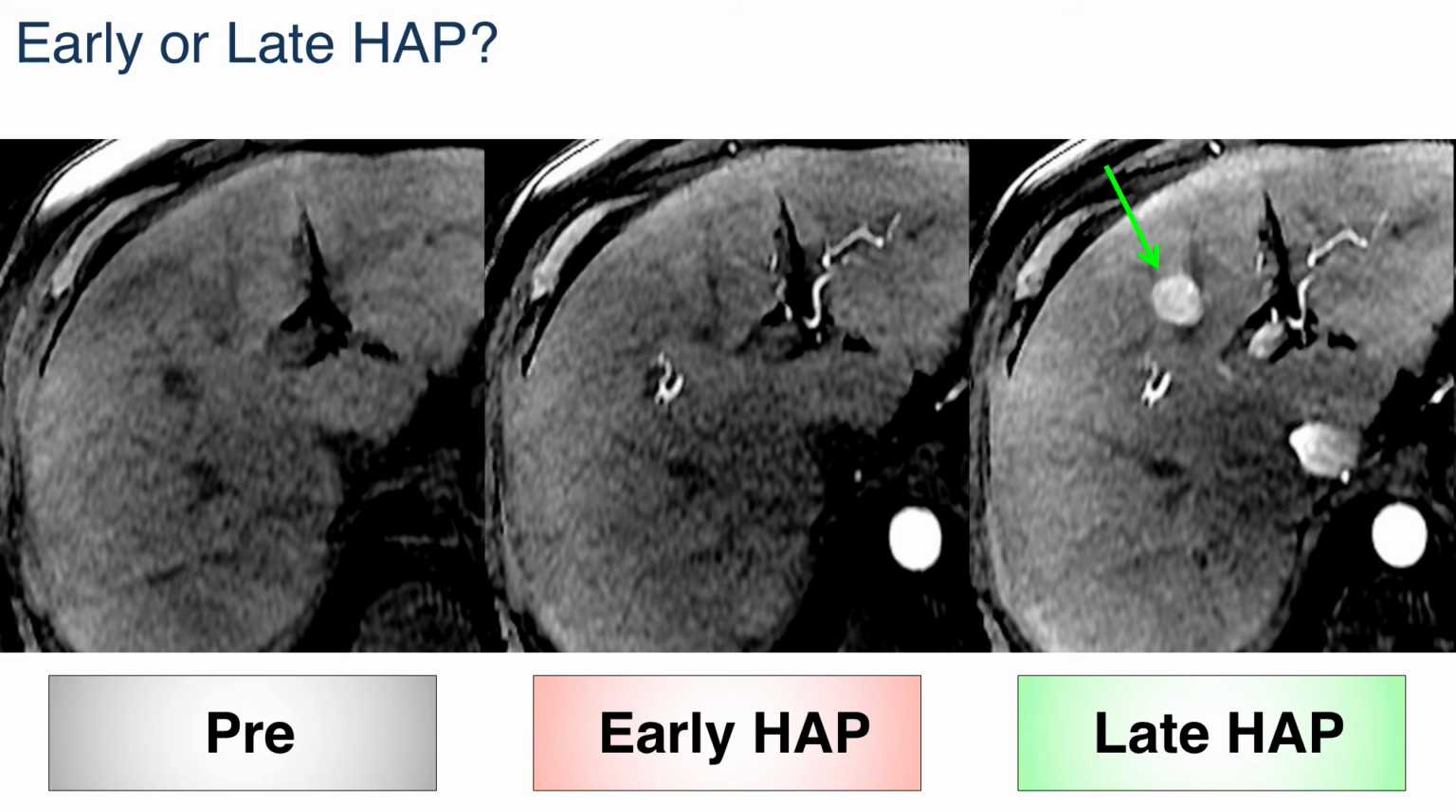And notice that now we see the portal vein. So if you don't see the portal vein, you're too early. If you see the portal vein, you're probably okay, but you want to make sure that you don't see the hepatic veins. If you see the hepatic veins, you're too late.